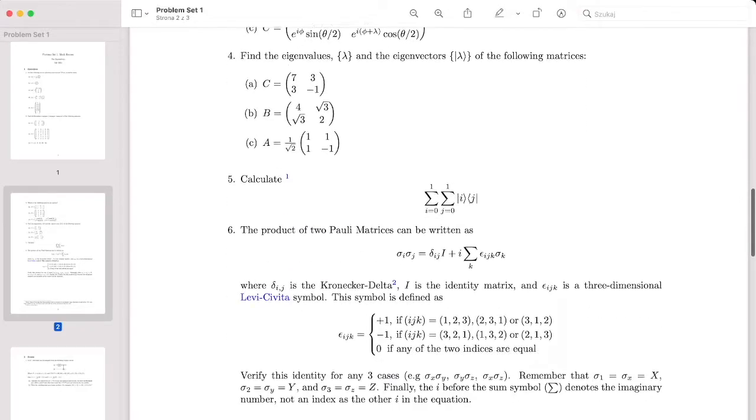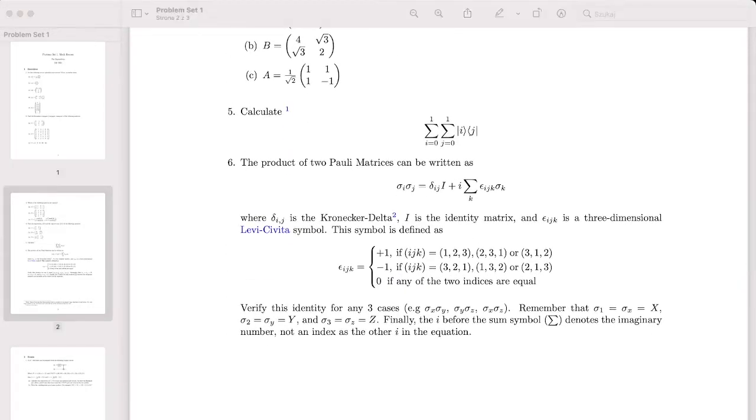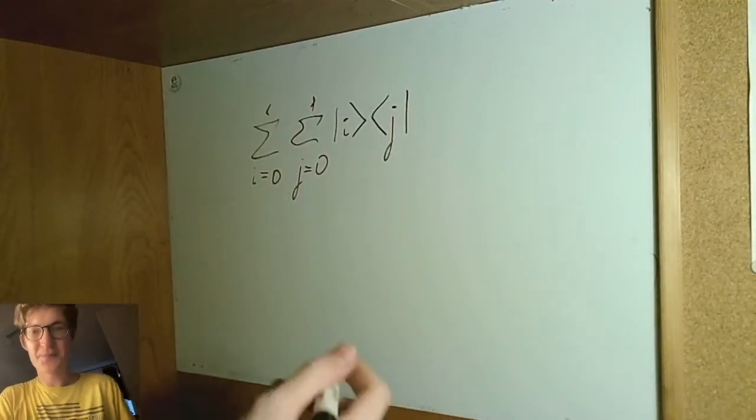Okay, now we want to calculate such a sum. As you probably already know from the first lecture, these products of ket first and bra second are some operators. So probably the outcome of such a sum will be some matrix. That's what we can expect.